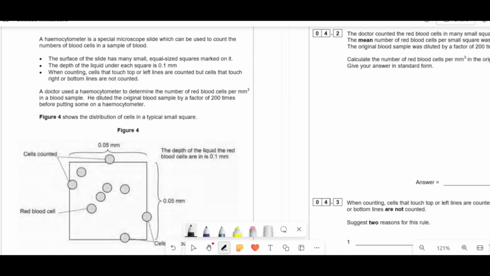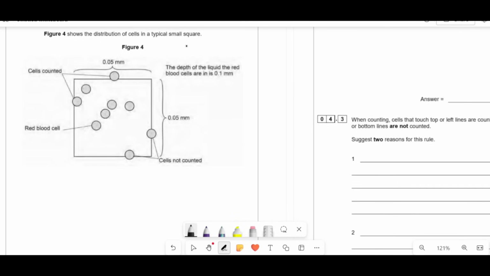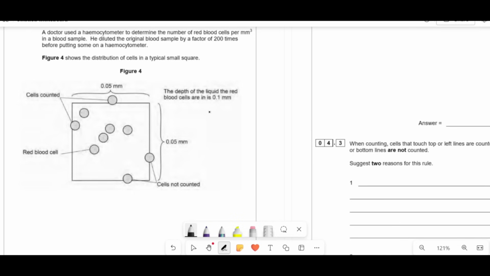The doctor used the hemocytometer to determine the number of red blood cells per millimeter cubed in a blood sample and then diluted it by a factor of 200 times before putting it down. Fine. Then it says, here's the distribution of the cells on a normal typical square. Remember that the depth of the liquid is 0.1, as in how deep this thing is, if we look at it side on. And they've told you that this has been diluted by a factor of 200 times. Its concentration has actually gone down by a factor of 200. This might be useful for later.